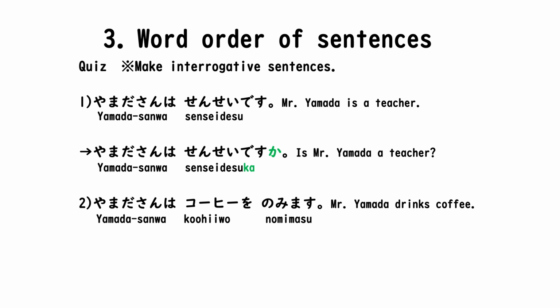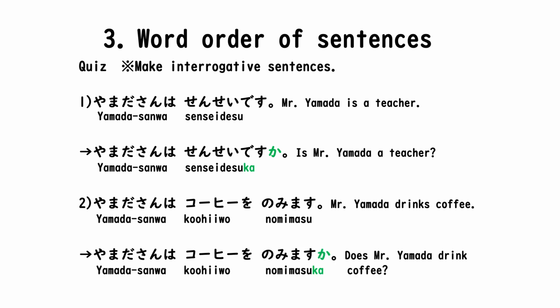What about sentence 2? Sentence 2 is 山田さんはコーヒーを飲みます。Mr. Yamada drinks coffee. Please make an interrogative sentence with this sentence. Yes, the correct answer is 山田さんはコーヒーを飲みますか? Does Mr. Yamada drink coffee?